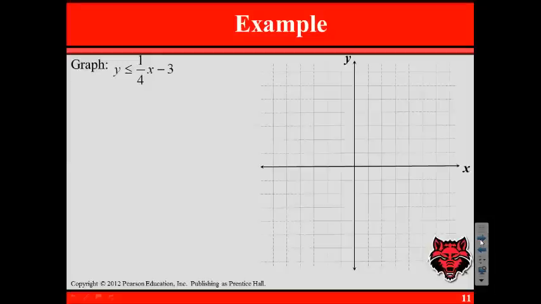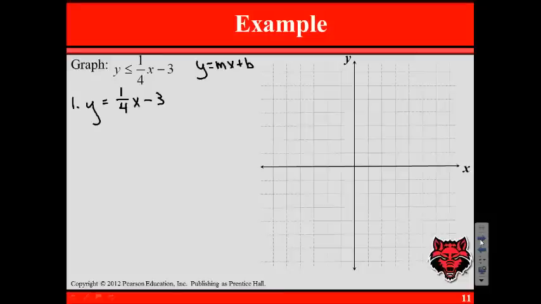In this example, we have y is less than or equal to 1/4 x minus 3. Let's start with the same first step by changing our inequality to an equal sign. But here, let's use a different graphing technique. You may remember that when y is isolated, our form is called the slope-intercept form, or y equals mx plus b.